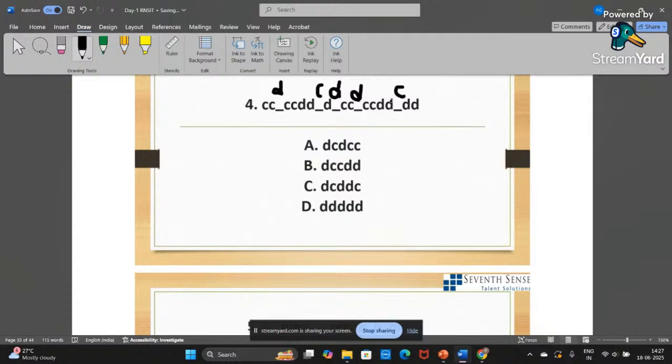D, C, D, D, C should be there. Okay, in option C it is there: D, C, D, D, C. So option C is the right answer. The sequence will be like C, C, D, C, C, D, D, C, D, D, C, C, D, C, C, D, D, C, D, D. Sorry. Option C is the right answer.